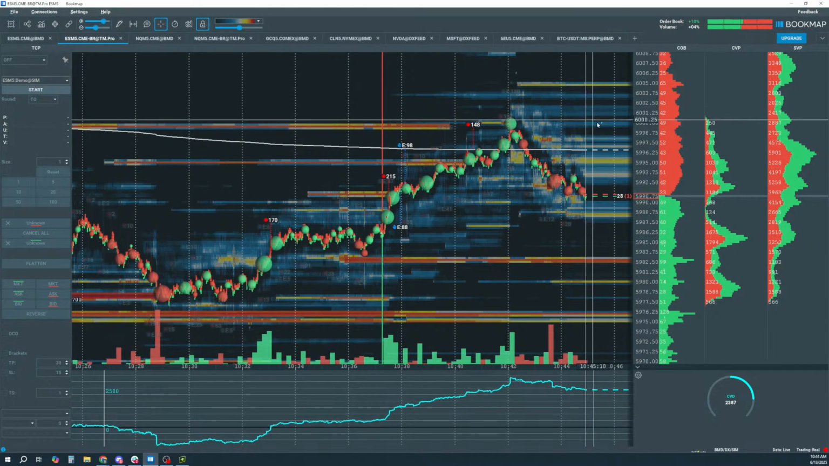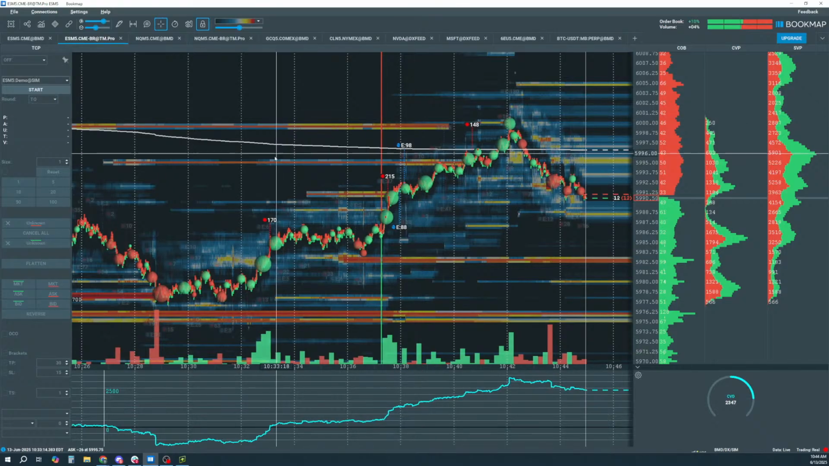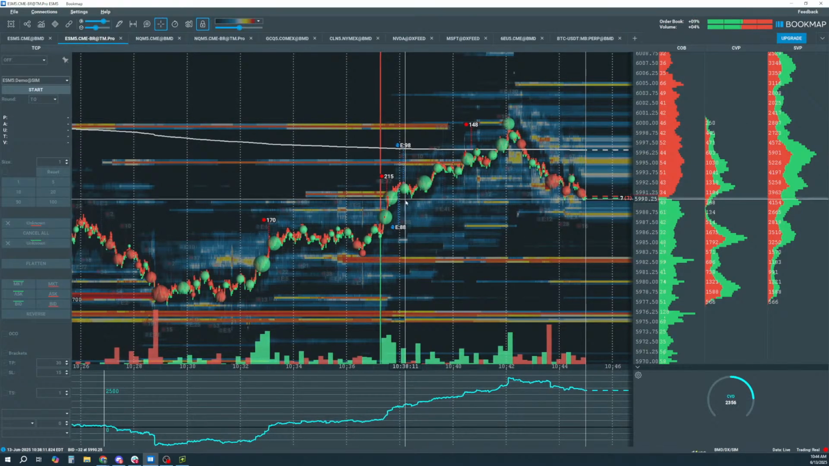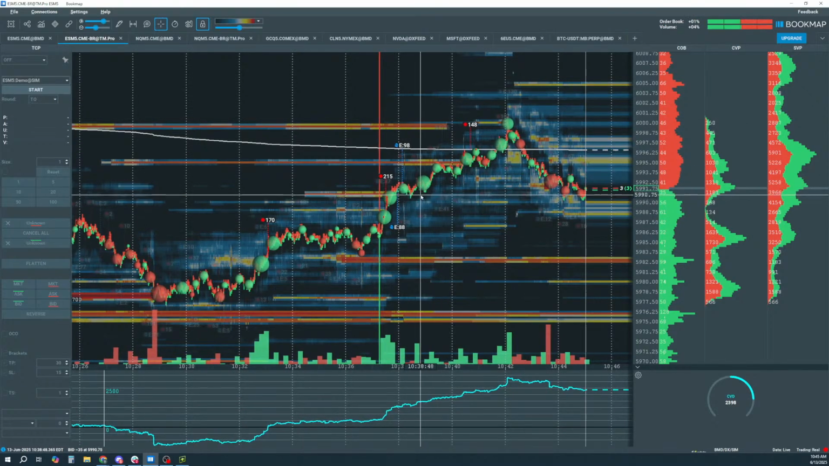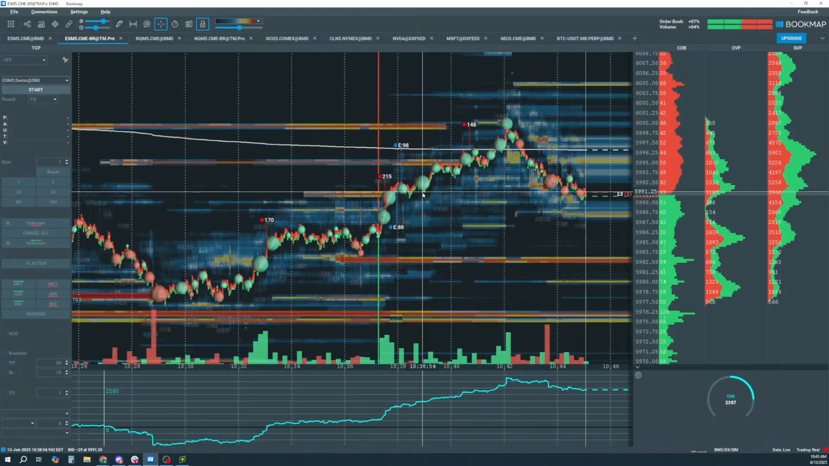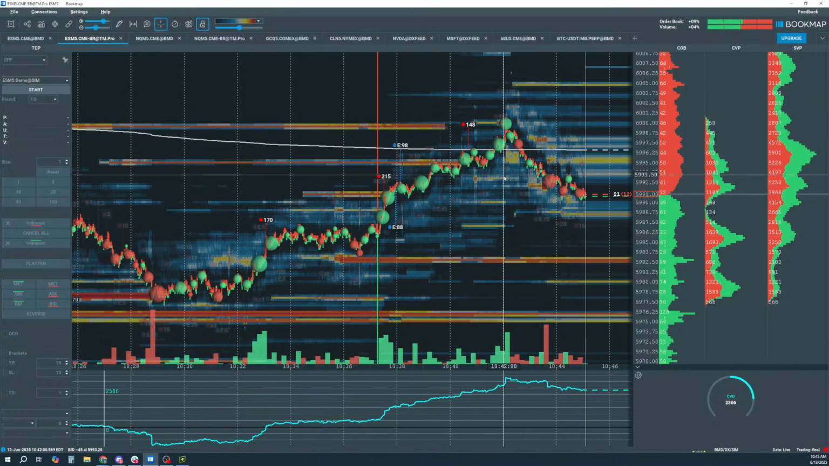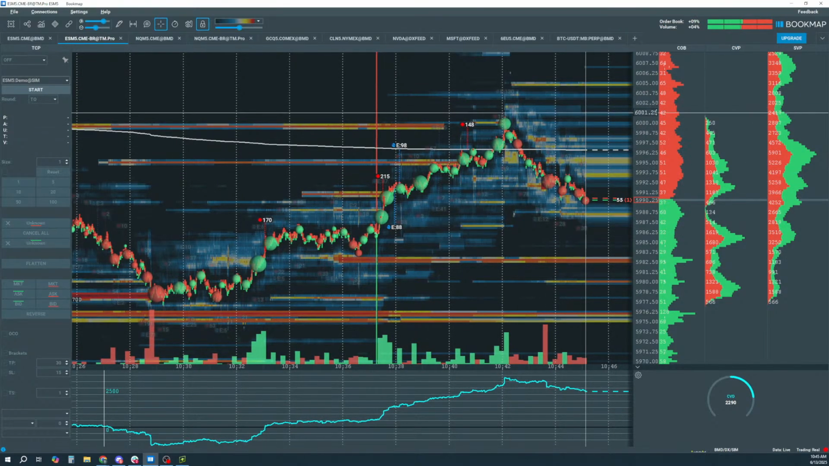Okay, and traders aren't going to be looking so much to the left. I mean, they still will be on higher time frames, but it's more about the here and the now and where might price go.